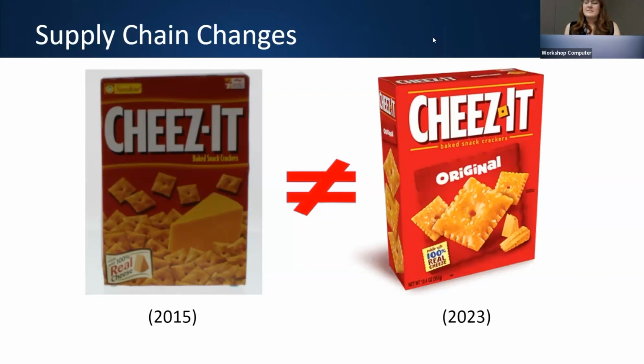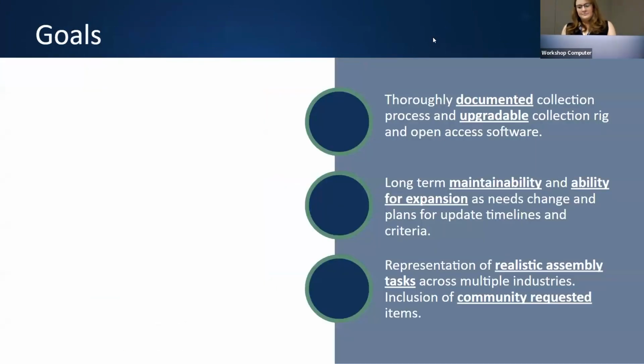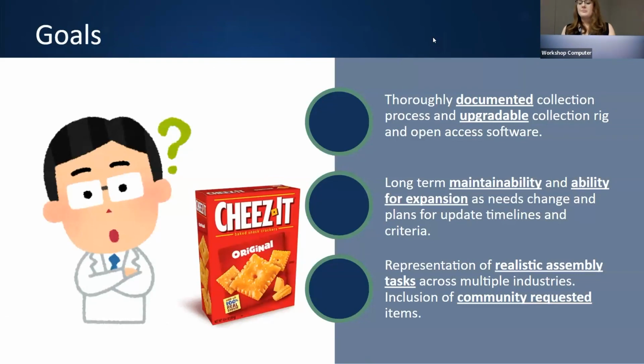And a lot of this is, again, supply chain issues, right? And this is true for most data sets, especially ones that are using commercially available materials. Even the task boards today have changes that need to be updated because of the supply chain changing and not having access to certain parts of materials. So the goals for this were to thoroughly document the collection rig and the process and provide an upgradable collection rig and open access software for collection.